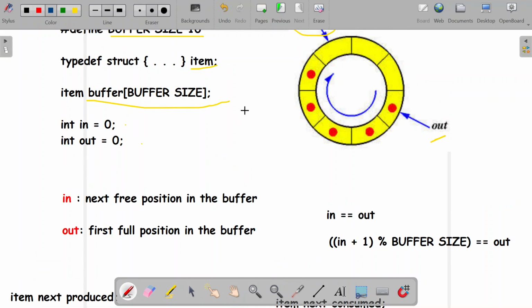Now let's see there are two situations. If in equal to out, what is the meaning? In is the producer pointer and out is the consumer pointer. If both are equal, that means the buffer is empty. And if (in + 1) mod BUFFER_SIZE equals out, then what is the meaning? The out points to the next position of in. That means the buffer is full.